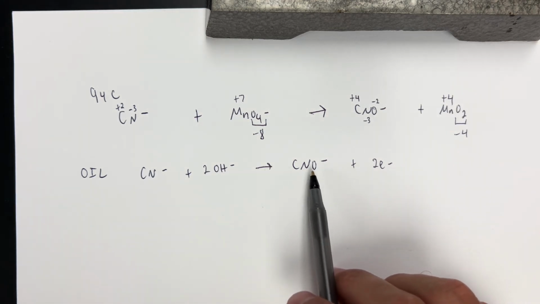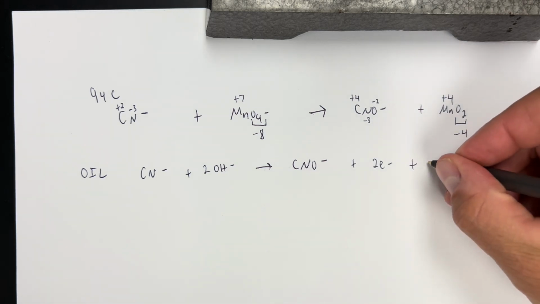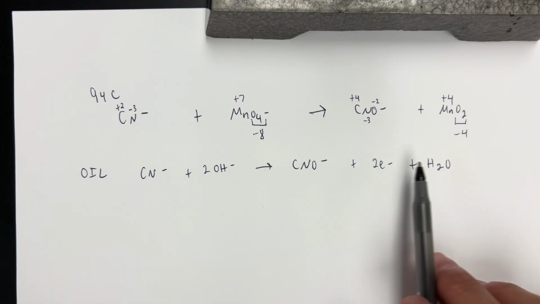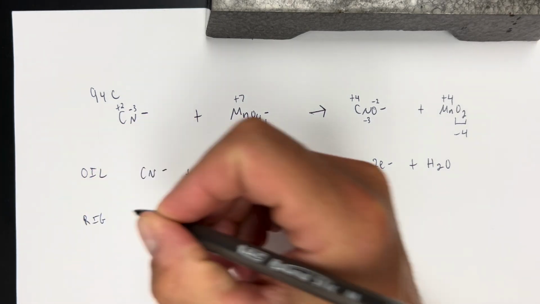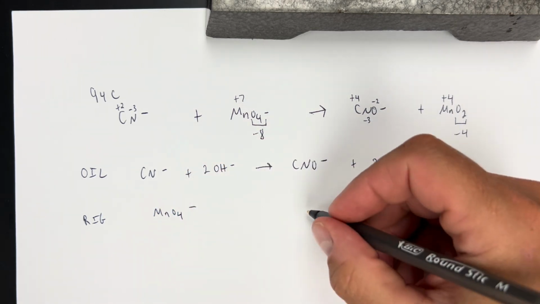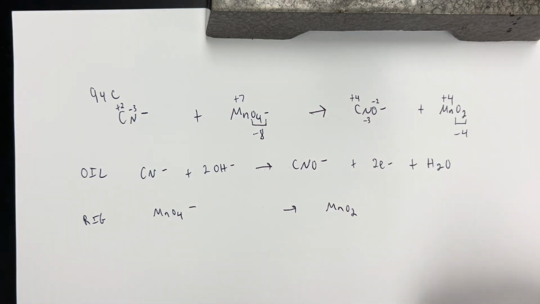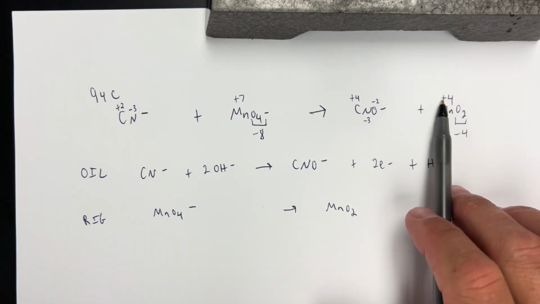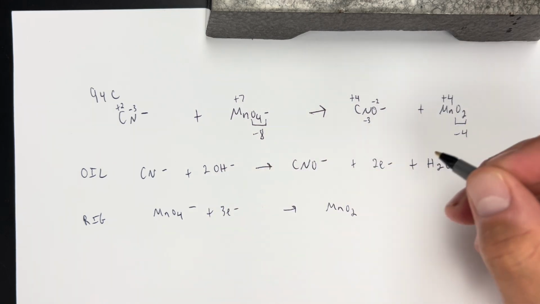Well, now our oxygens are not equal and our hydrogens are not equal, but we have 2 oxygens, 2 hydrogens over here, so we just need to add in a water, which gives us 2 oxygens between these two and 2 hydrogens to equal those out. Reduction is gaining, so MnO4 negative to MnO2. Hopefully you can read my writing. We're from +7 to +4, so it's being reduced by 3, so it's gaining 3 electrons.